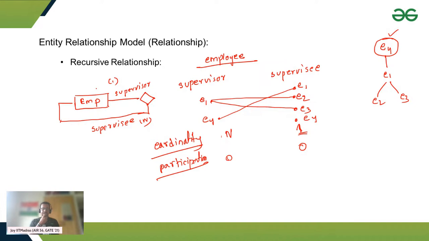Is the concept a bit clear? Is there any question? Let me just check if there are any questions.